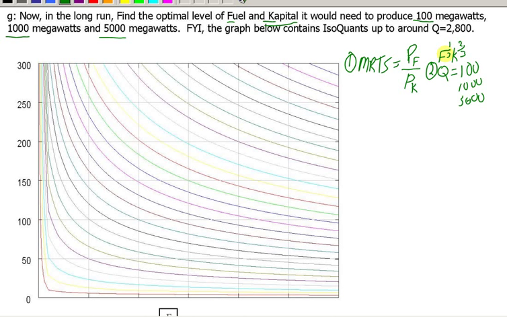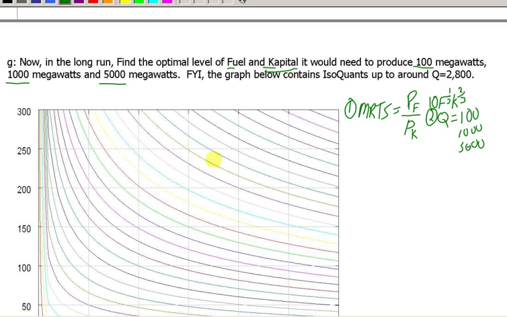So you pause the video and see if you can do it, and then come back and we'll check our answers. I just wanted to point out before you got too far, I'm sorry, this is the production function again: 10 times F to the 1/3 times K to the 2/3. So make sure you use that. So now pause the video and come up with your solutions for these three answers, and then we'll check them.